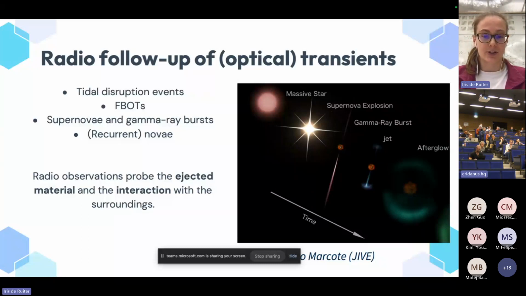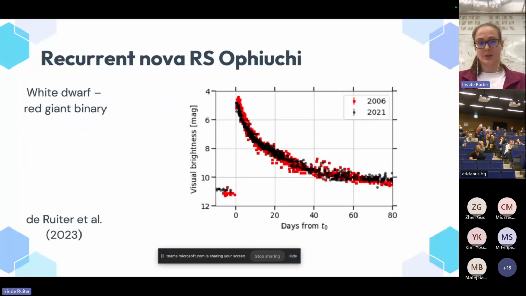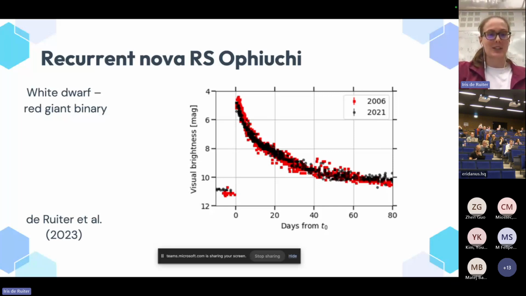To tell a bit more about the science that we can get out of that, I want to focus on this system that I worked on, which is the recurrent nova RS Ophiuchi, which is nice because then I can also show an optical light curve. That's a white dwarf in a binary with a red giant, and the white dwarf accretes from this red giant, and roughly every 15 years enough material heaps up on the surface of the white dwarf that you get a thermonuclear explosion. You can see this in a very drastic optical brightening, but you can also see this in the radio.